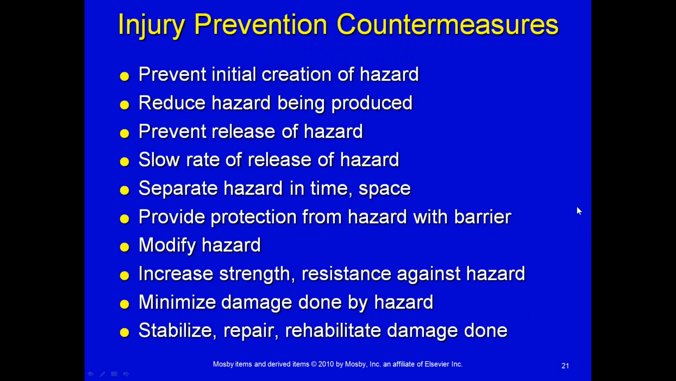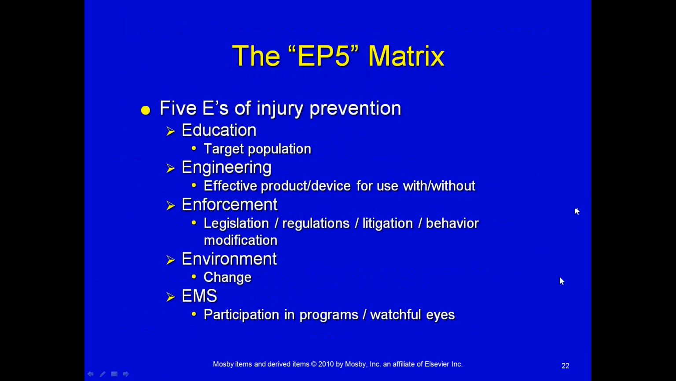Increasing strength and resistance against the hazard might include getting regular immunizations, wearing personal protective equipment, minimizing the damage done by the hazard, preventing secondary injury from occurring, stabilizing, repairing, and rehabilitating the damage that's done. So these are all injury prevention countermeasures, and EMS may not actively be involved in all of them, but certainly there are some that we do have some control over.